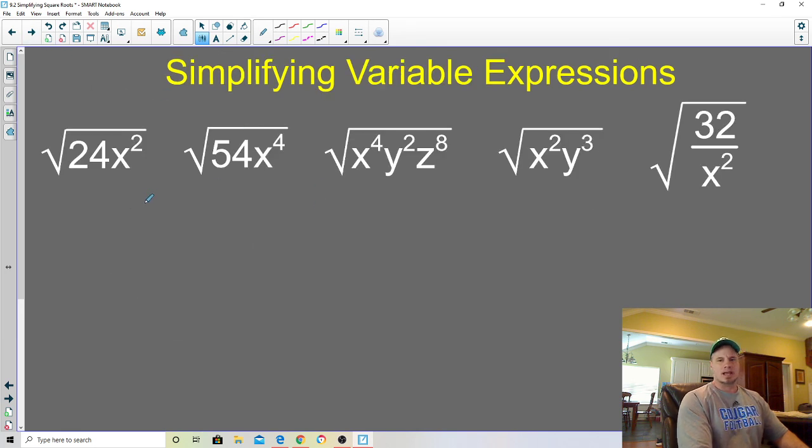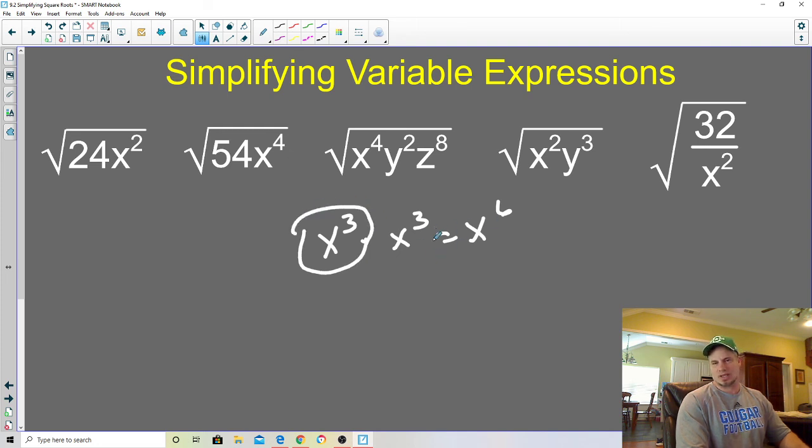Next slide. Now, when you have variables, let's talk about the square root of a variable and what that looks like. If I'm looking at variables, let's remember that when you multiply variables, you add exponents. So x^3 times x^3 is x^6. Or you can say x^3 squared is x^6. So x^6 is a perfect square. What's the square root of x^6? Well, it's x^3 because you multiply x^3 to itself and get x^6.